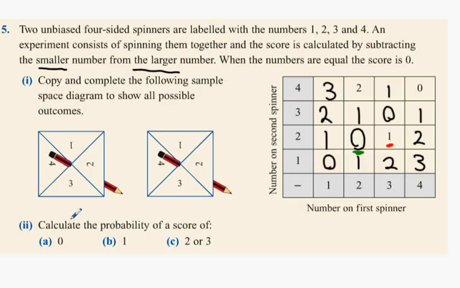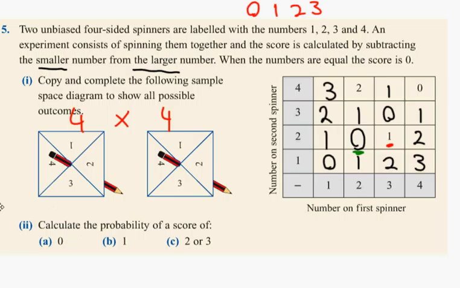Now, calculate the probability of a score of 0. How many different scores do we have? We have 16 different combinations, don't we? 4 and 4 here. There's 16 different things that could happen, but there's repeated answers. The only answers we have are 0, 1, 2, 3, and that's it. There's only 4 different answers, but that can happen 16 different ways. Okay?